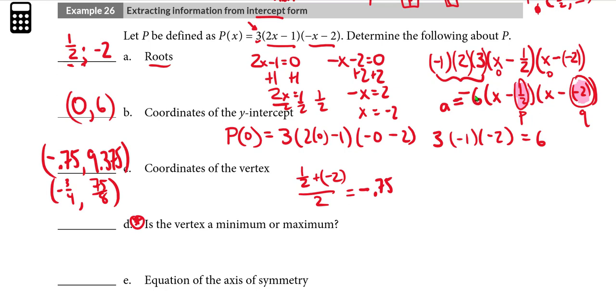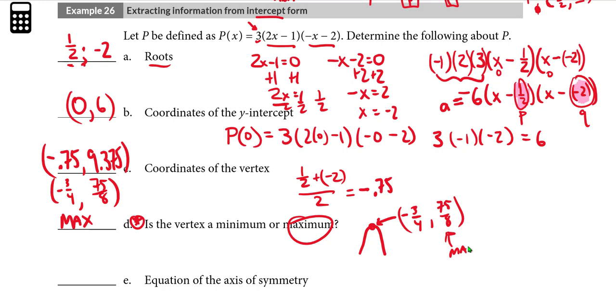And because our a value is -6, we know that this parabola has the down-facing or frowning orientation, which means that our vertex is a maximum. So that point right there at the very top of the parabola, the vertex, that point has those coordinates -3/4, comma 75/8, and we would also say that 75/8 is the maximum value of the p function. Remember that the p function and the y coordinate are synonymous. 75/8 is the maximum value of p.